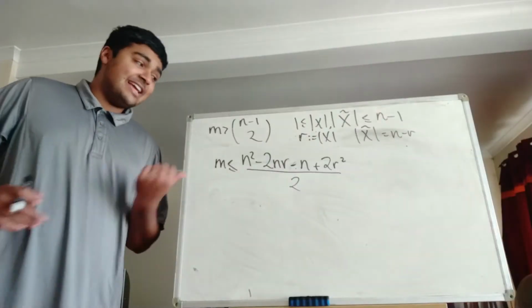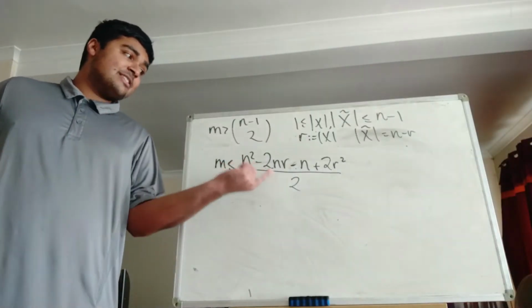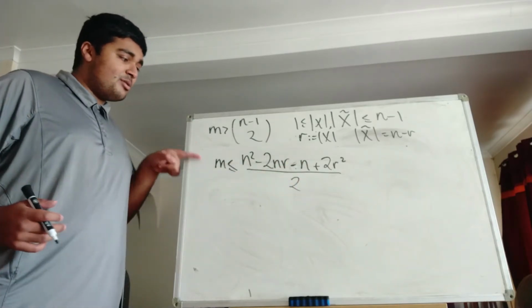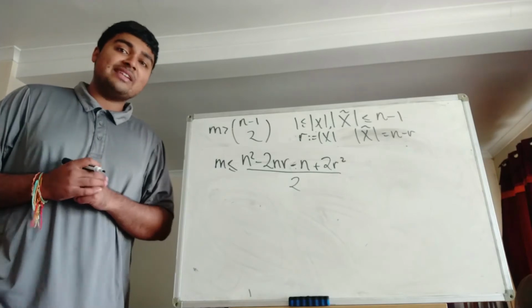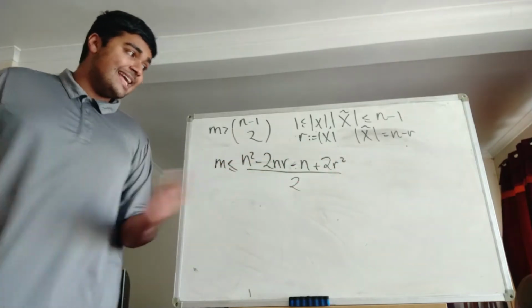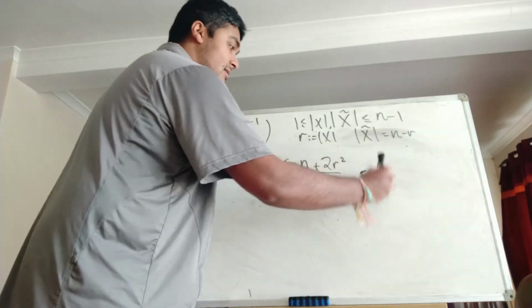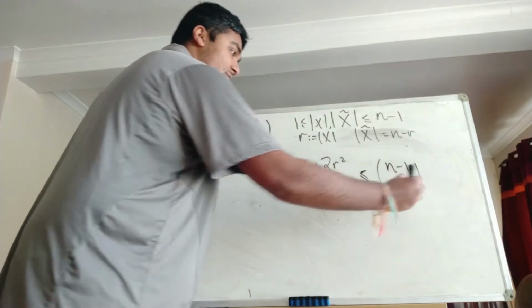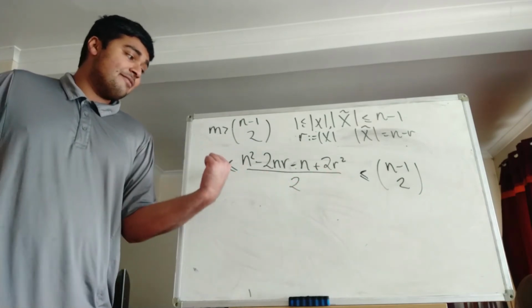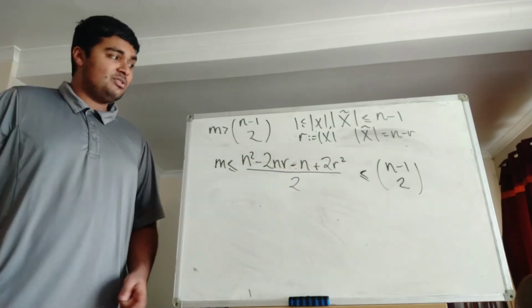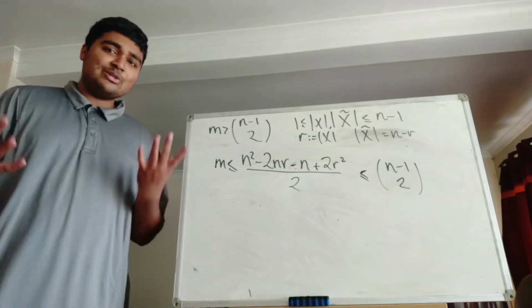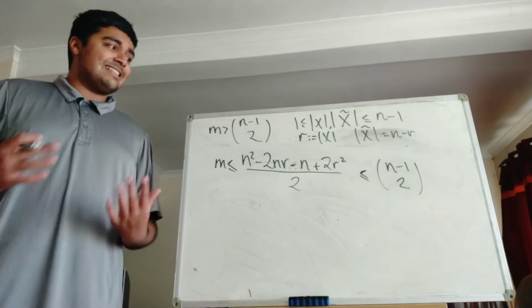Okay, so we just showed that m is at most n squared minus 2nr minus n plus 2r squared all over 2, and what we want to do is show that it's impossible for m to satisfy both of these inequalities here. Now, one way of doing that is simply by showing that this guy here is at most n minus 1 choose 2. Because of course, if we can prove this inequality holds true, then we have that m is at most n minus 1 choose 2, but simultaneously it's supposed to be bigger than n minus 1 choose 2, and of course you can't have both of those things hold true at the same time.